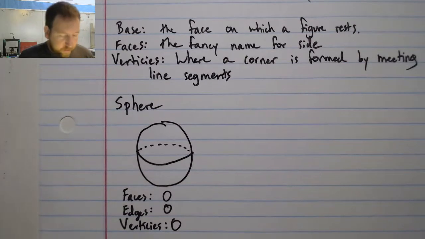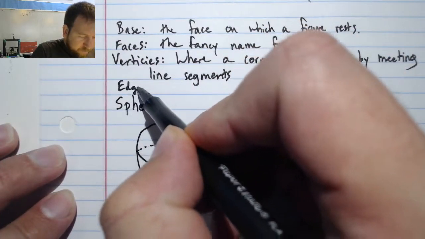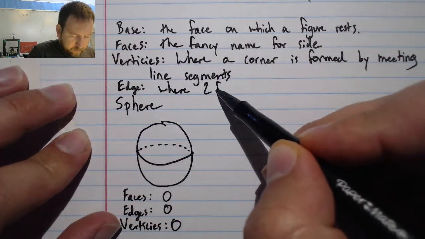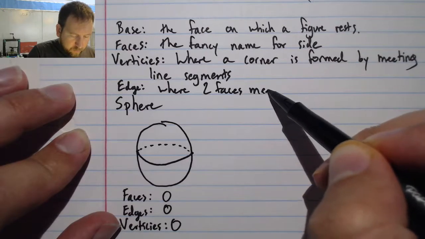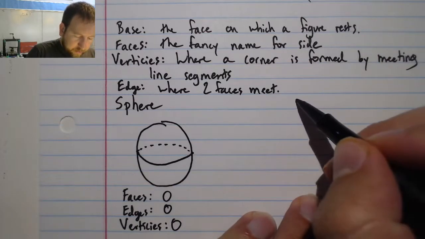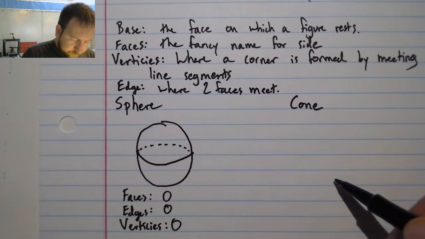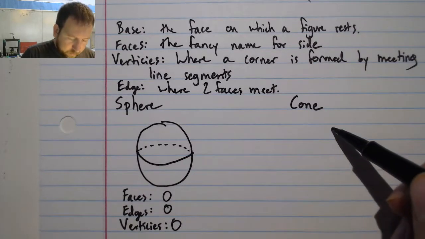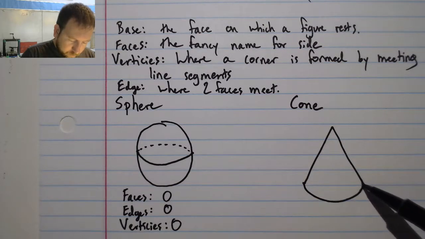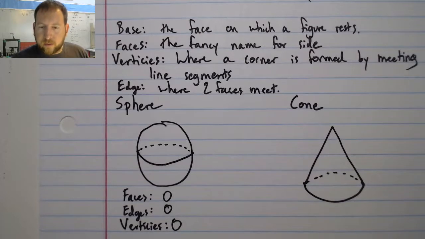And I guess I forgot to add in our definition of edge. And the edge is simply where 2 faces meet. Okay, let's take a look at another shape. Let's take a look at the cone. Cone looks like this. Let's see how I want to draw this. There we go.